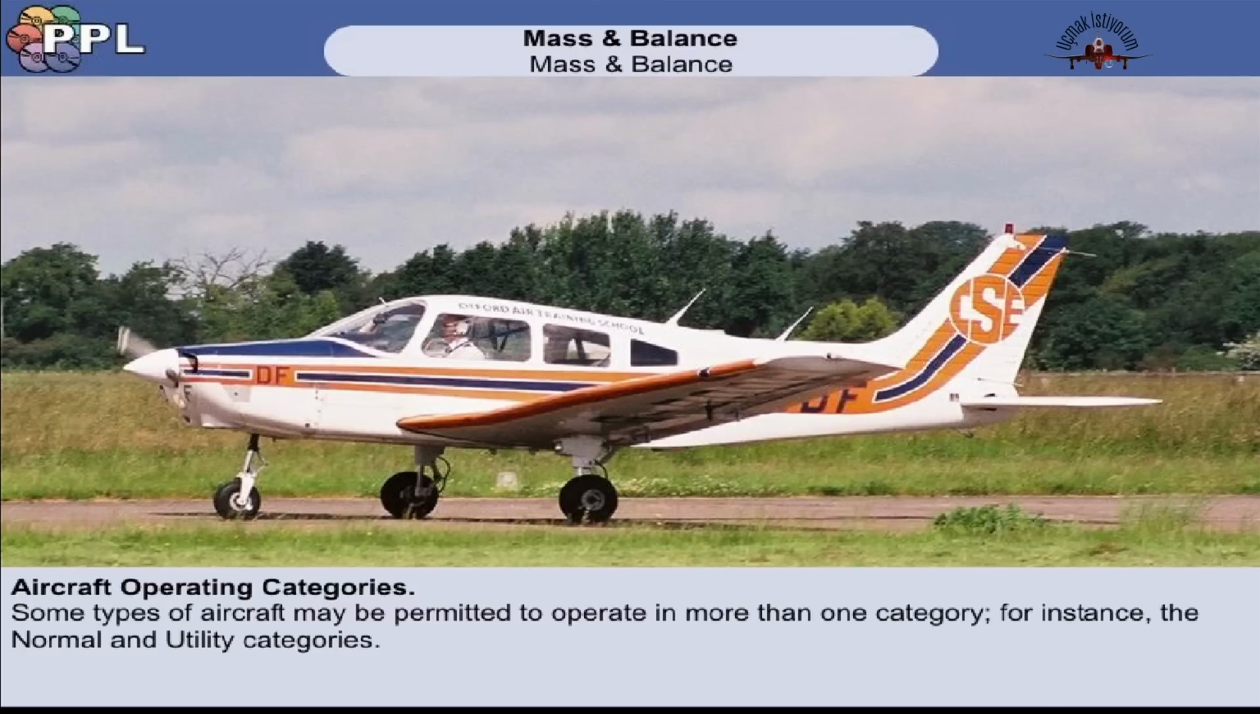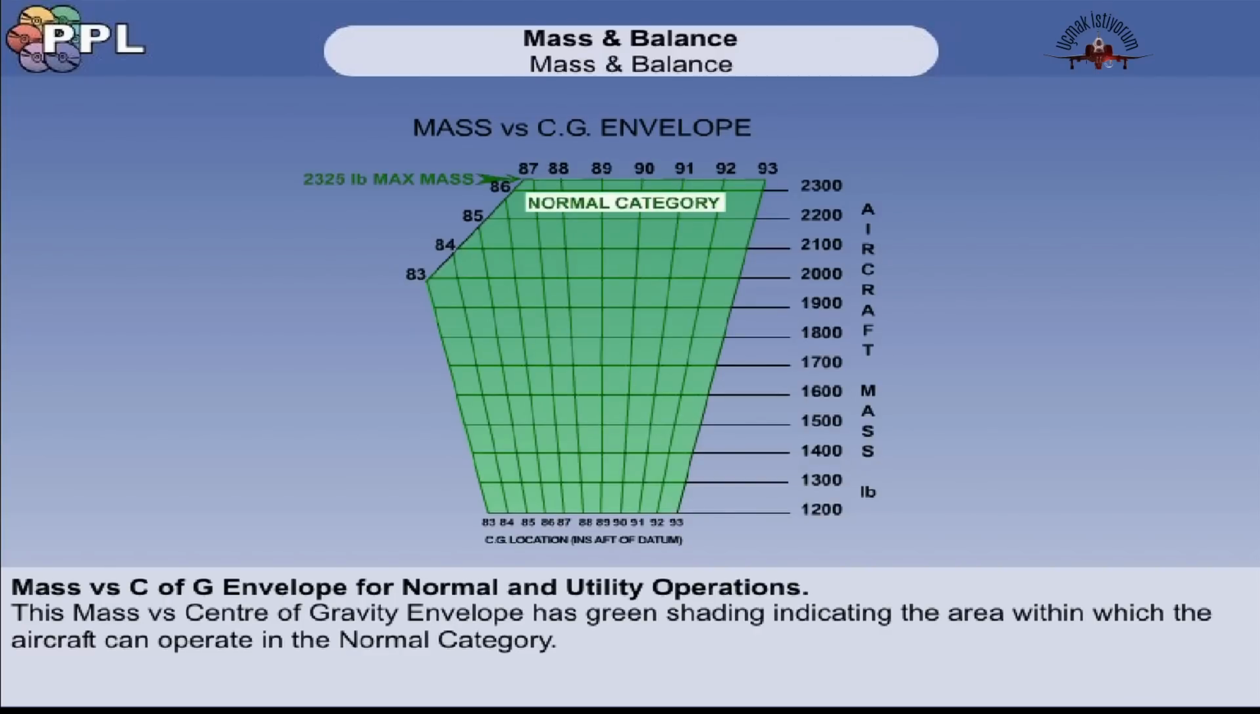However, there will probably be different mass and center of gravity limits which are applied when the aircraft is operating in each category. An example is shown here. This is the mass versus center of gravity envelope that we saw earlier when we were working out the center of gravity for the loaded mass. The green shaded area is the envelope for the aircraft operating in the normal category.